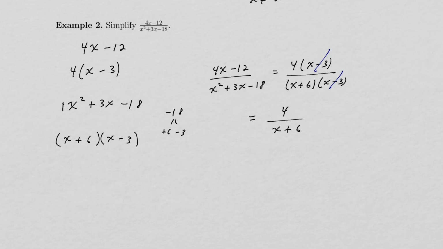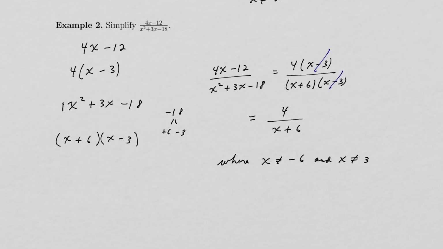Okay, so really we should add where x is not equal to negative 6 and x is not equal to positive 3, right? Because if you plug negative 6 into the original rational expression, it's going to make the denominator 0, or positive 3 will also make the denominator 0, and we can't divide by 0. So we have to exclude those x values from our domain in this case.